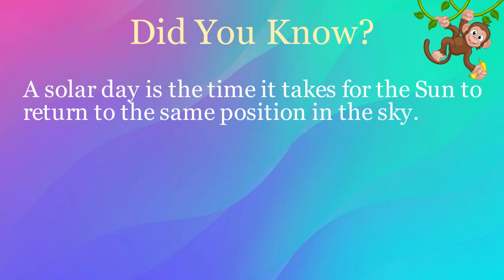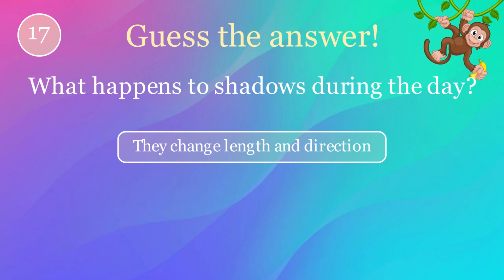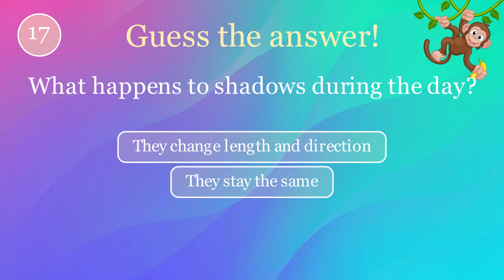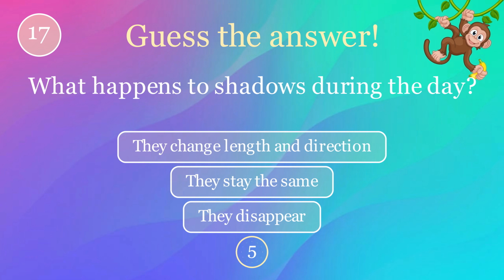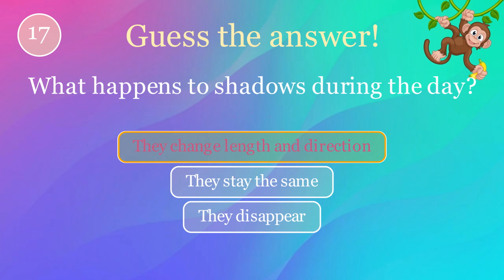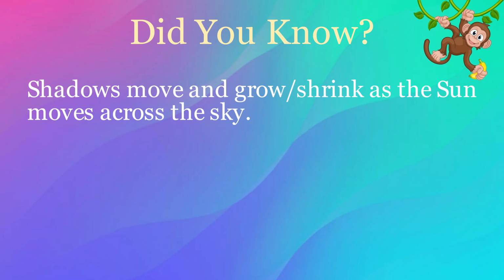What happens to shadows during the day? They change length and direction. They stay the same. They disappear. The correct answer is they change length and direction. Here's an interesting fact: shadows move and grow/shrink as the sun moves across the sky.